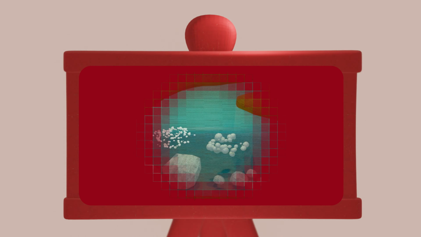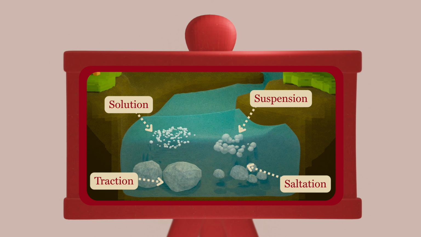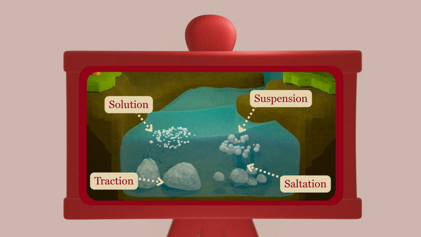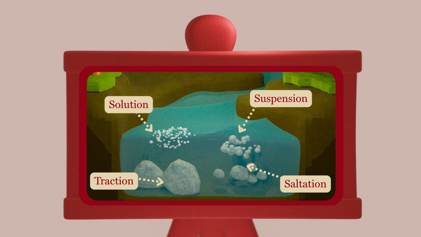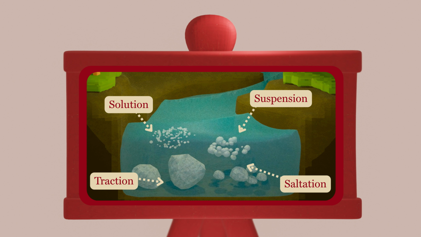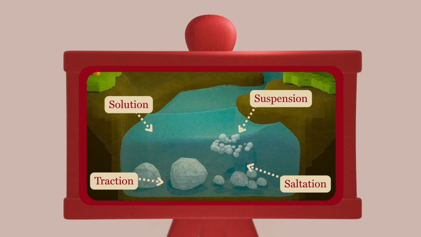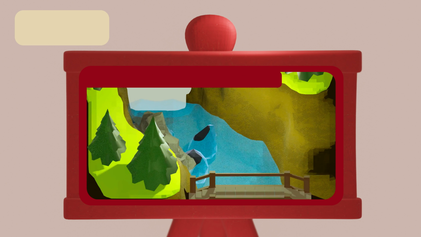Today, we're going to explore how rivers transport material. These processes are powered by the river's energy and speed, and they constantly shape the landscape through erosion and deposition. Let's break down the four main types of transportation and see how they connect the river to erosion.